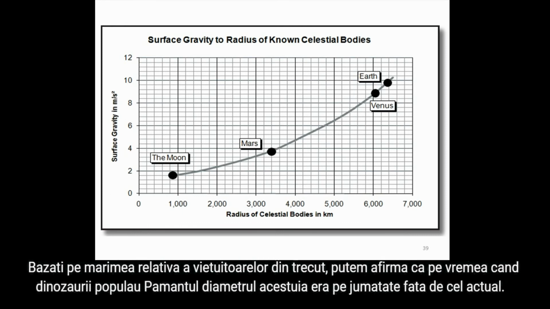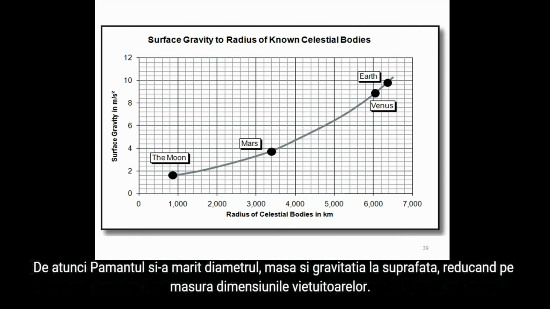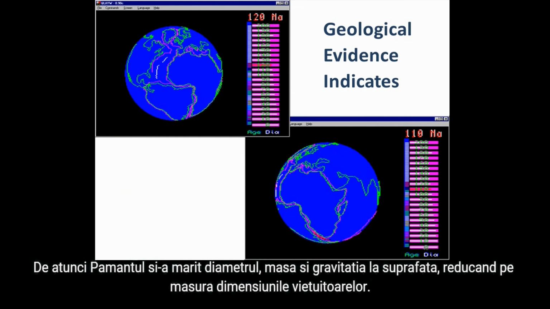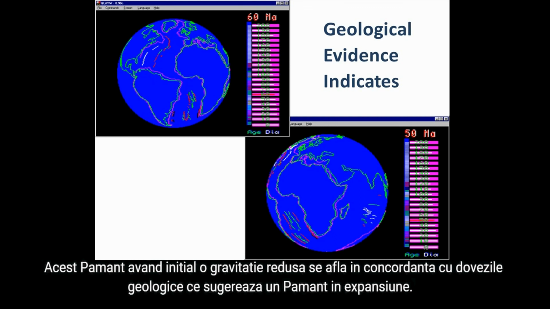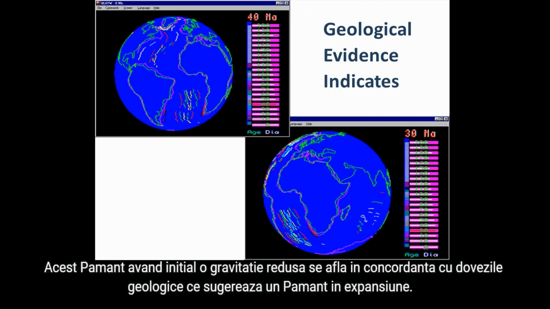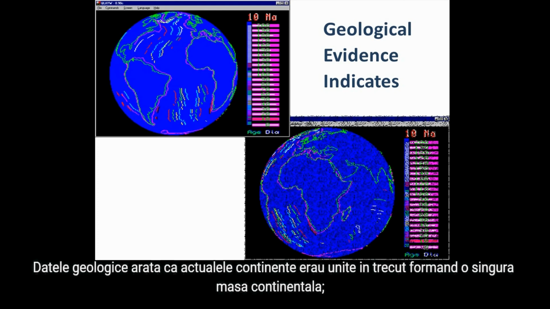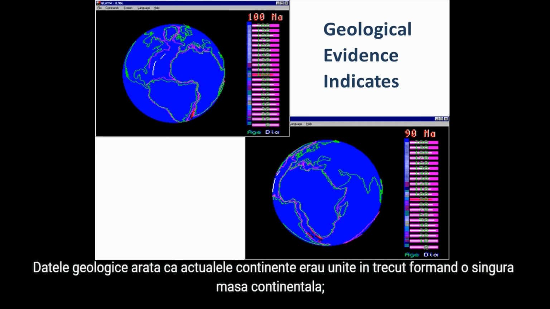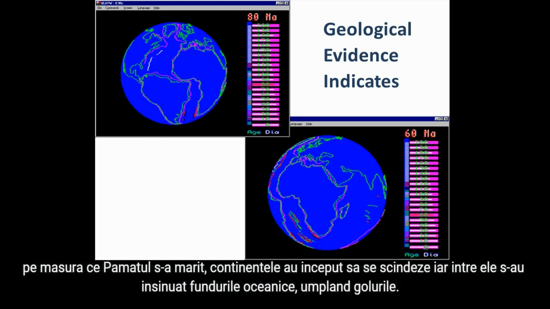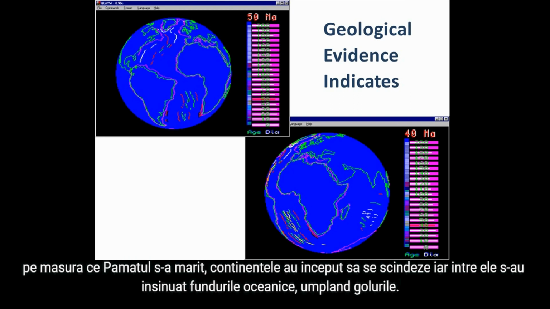Based on the relative scale of ancient life, when the dinosaurs roamed the Earth, it was about 1/2 the diameter it is now. Since that time, the Earth has increased in its diameter, mass and surface gravity, reducing the relative size of life as gravity increased. This ancient reduced gravity Earth is remarkably similar to the geological evidence for an expanding Earth. The geological evidence indicates that the present-day continents were once joined to form one large continent, but as the Earth increased in size, the continents began to split as new ocean floor filled the gap.